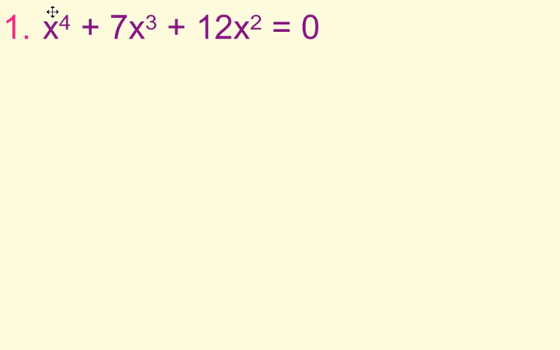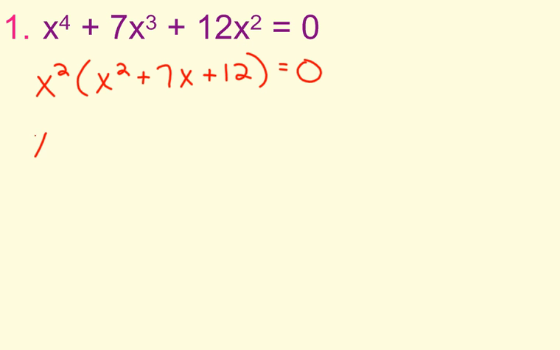In this problem, I have x to the fourth as my leading term. So my leading coefficient is 1 and my degree is 4. To factor this, our number one rule for factoring is always taking out the greatest common factor. So hopefully you see that we could divide by x squared here. I'm going to divide everything by x squared. And then what's left in my parentheses I'm going to try to factor.